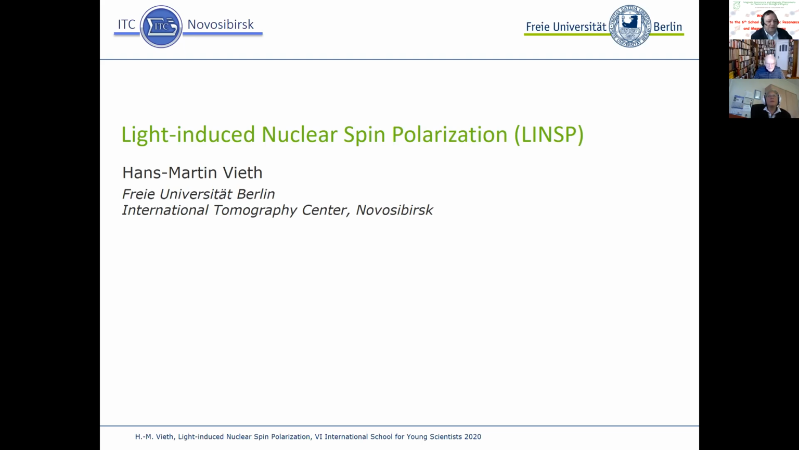Hans-Martin got his PhD in Heidelberg, I guess with Professor Hauser, and then he worked at the Free University of Berlin for many years, and also as a visiting scientist, he worked quite a lot at IBM, which was actually famous for its NMR group in the old days. And also he spent some time at the Weizmann Institute of Science, and he's also a frequent guest in Novosibirsk. Hans-Martin will tell us about light-induced nuclear spin hyperpolarization.